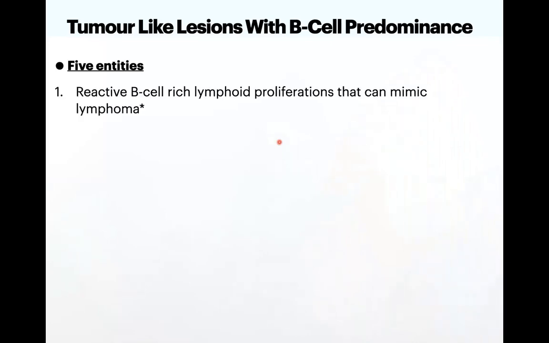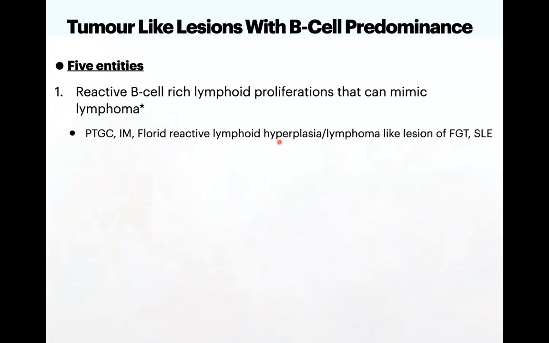First is reactive B-cell rich lymphoid proliferations that can mimic lymphoma. Just notice these are not lymphomas, these are mimics only. Okay. So first is reactive B-cell rich lymphoid proliferation that mimics lymphoma, like progressive transformation of germinal centers, infectious mononucleosis, florid reactive hyperplasia, lymphoma-like lesions of the female genital tract, and SLE, and a lot more than that. And then second is IgG4-related disease.